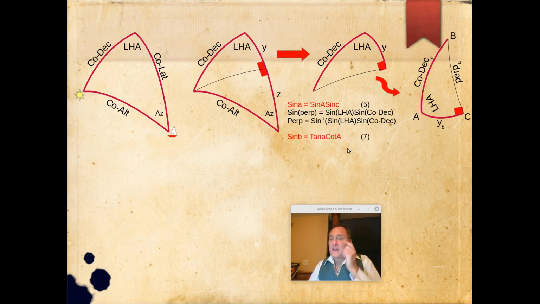Now, sine B, and this is equation 7, sine little b equals tangent little a cotangent big A. Now, that's the same as saying, well, b, this little thing here, is y. Okay, that's this. And it's equal to the tangent of little a, that's here, the perpendicular, and the cotangent of this angle A, which is the local hour angle.